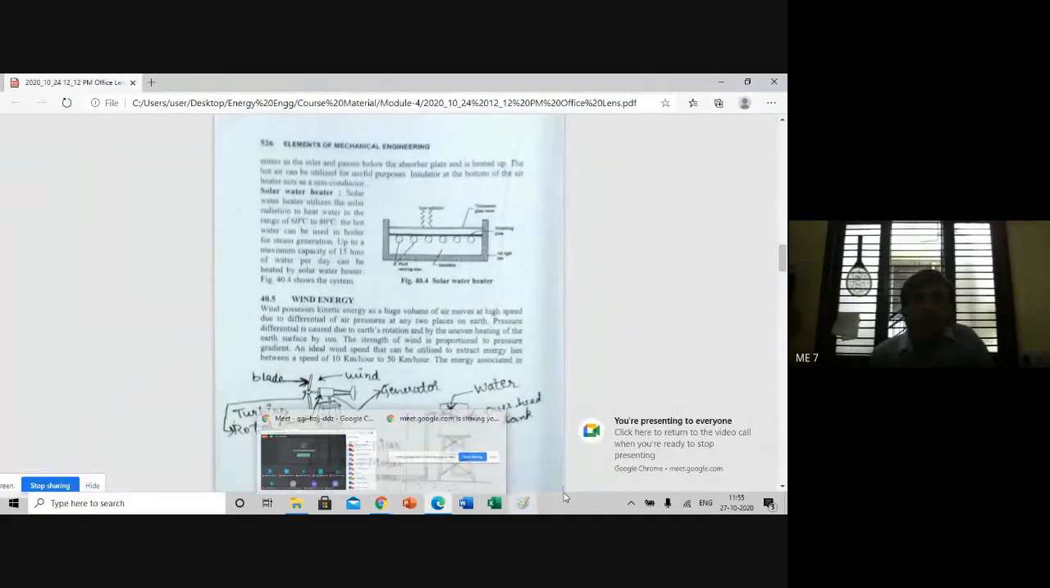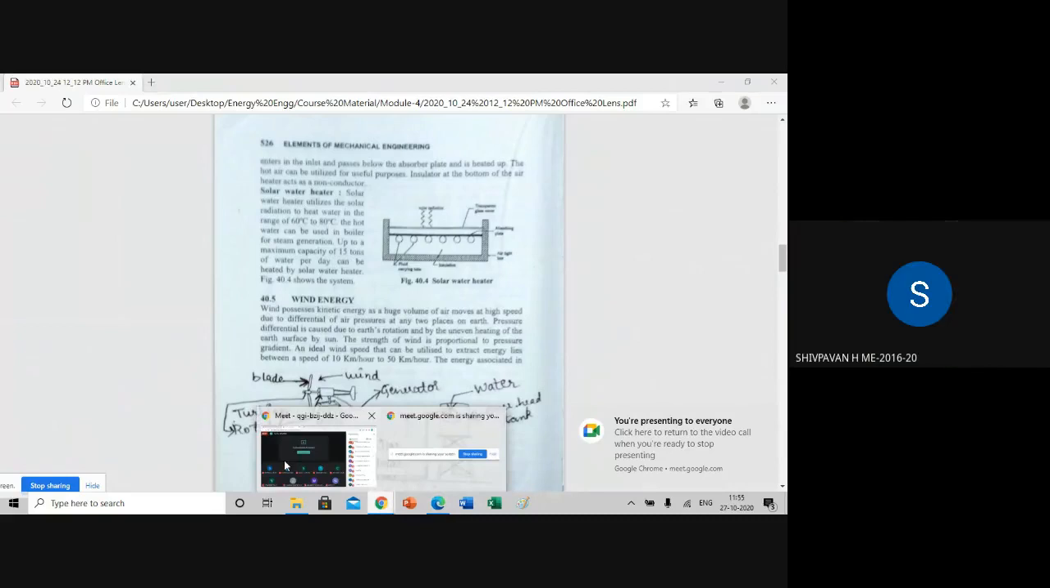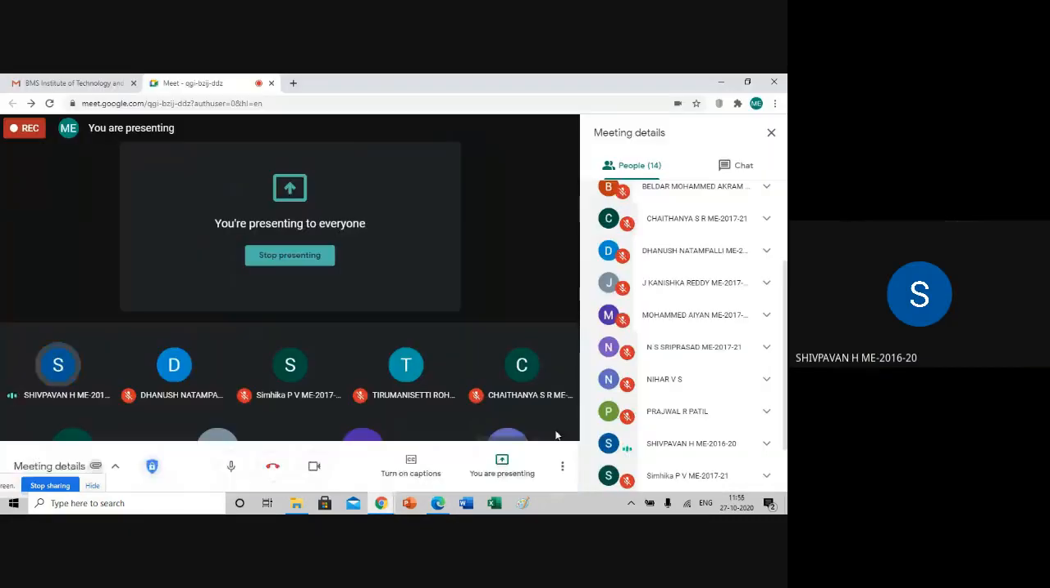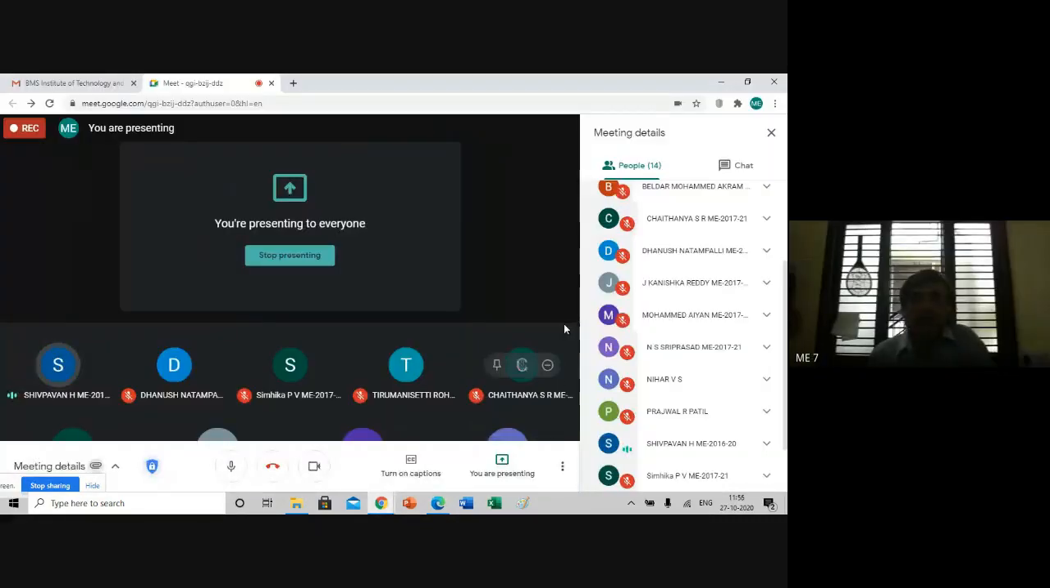Wind energy screen, wind energy diagram and heading. Is it appearing? Yes, sir. Okay. Right.